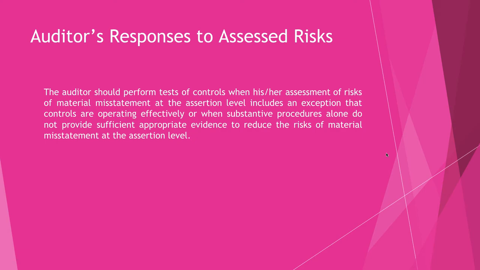So, what are the auditor's responses to the assessed risks? The auditor should perform tests of controls when his or her assessment of risks of material misstatement at the assertion level includes an expectation that controls are operating effectively, or when substantive procedures alone do not provide sufficient appropriate evidence to reduce the risks of material misstatement at the assertion level.